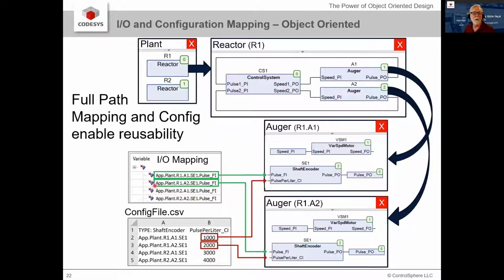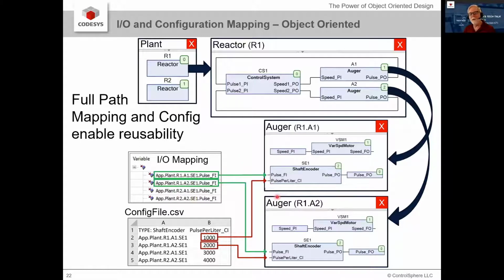Boom, I'm done. For the second auger in the first reactor, it's just the same, except now it has an A2 instead of an A1. And for the second reactor, same thing, except now it has an R2 instead of an R1. So very simple. We use that to map from the I/O mapping using full path names into each object wherever it's distributed around the design.